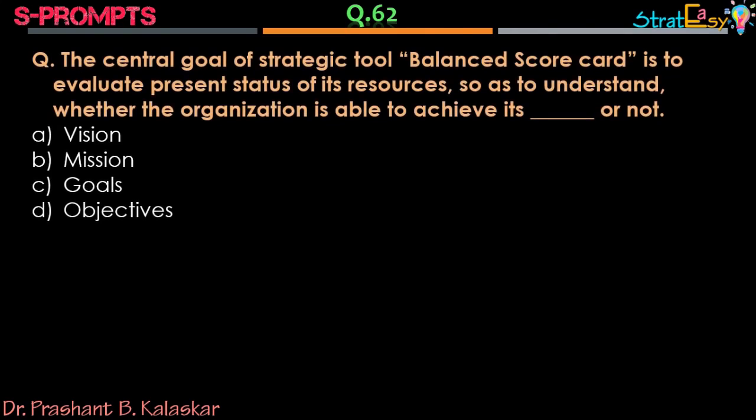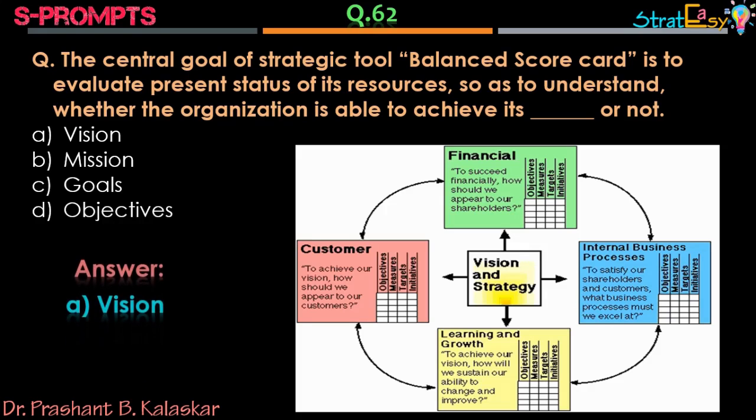Question number 62. The central goal of the strategic tool balanced scorecard is to evaluate the present status of its resources so as to understand whether the organization is able to achieve its dash or not. And the right answer is option A, vision.